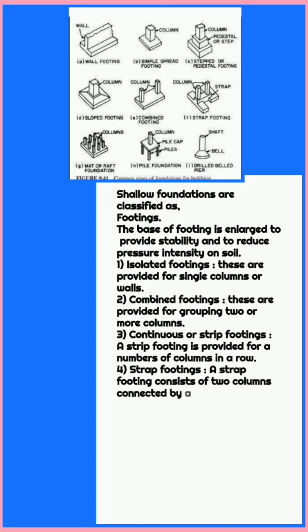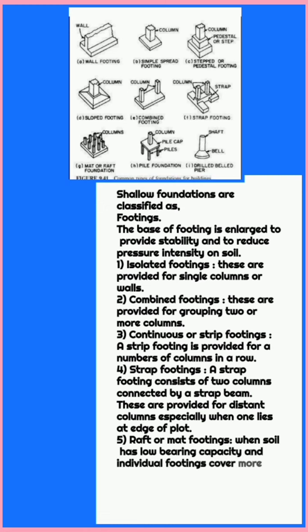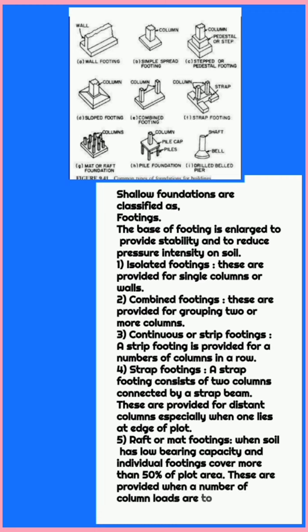3. Continuous or strip footings. A strip footing is provided for a number of columns in a row. 4. Strap footings. A strap footing consists of 2 columns connected by a strap beam. These are provided for distant columns, especially when one lies at edge of plot.